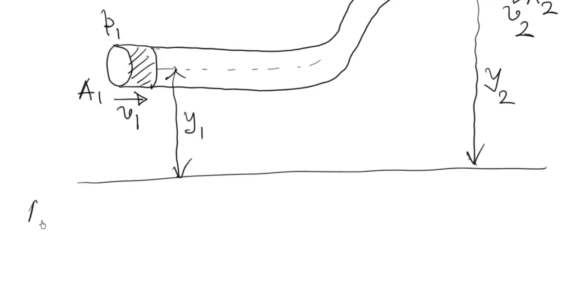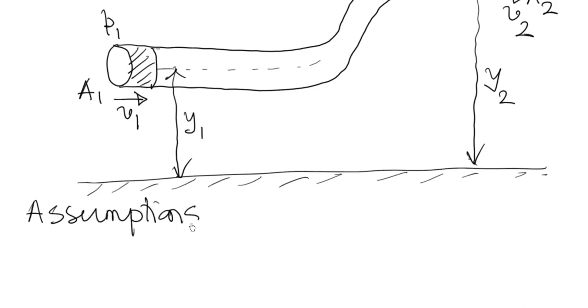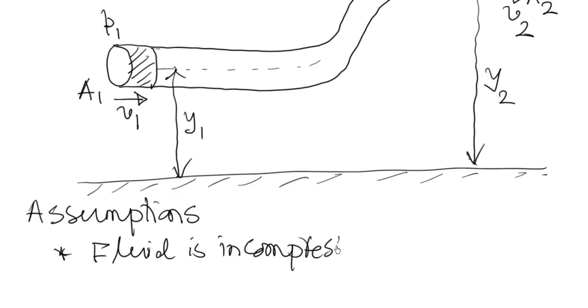Now the assumptions. The density of the incompressible fluid remains constant. So the fluid is incompressible. And another assumption is that energy of the fluid is conserved as there are no viscous forces in the fluid.